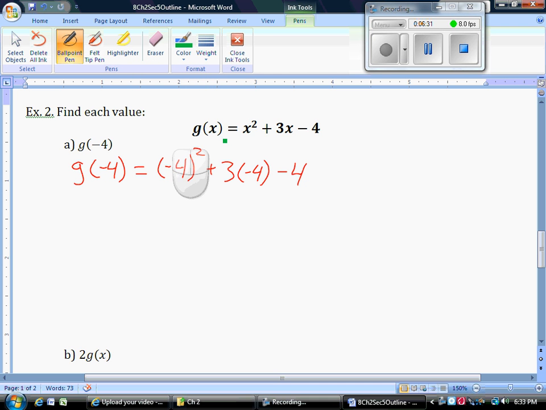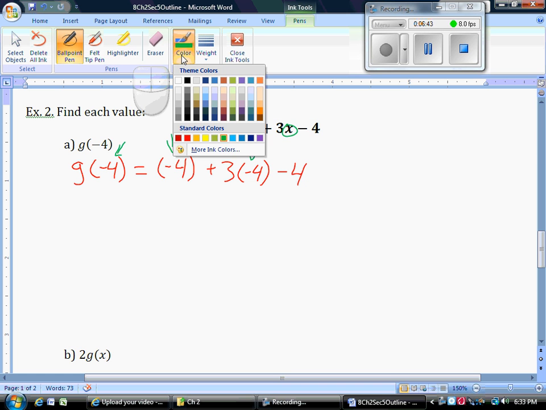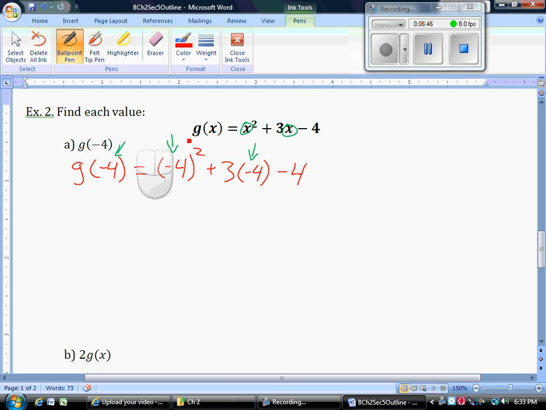Notice I took the negative 4 and I plugged it into that x and that x, where my x's were. Okay? Now it comes down to simplifying. This is why we spend so much time practicing our order of operations. Negative 4 squared is 16. Positive 3 times negative 4 gives me a minus 12. I still have minus 4. 16 minus 12 is 4, and 4 minus 4 is 0. So for this function, g of negative 4 is equal to 0.